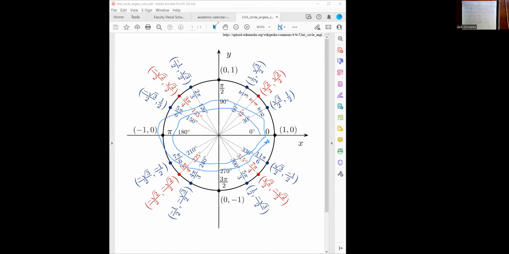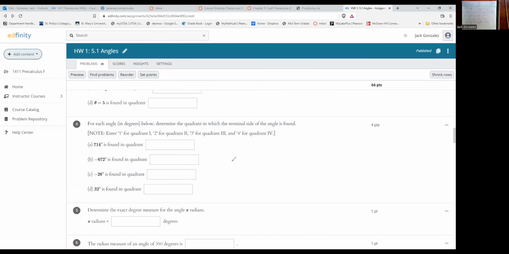So you do the same thing with the negative ones. Negative 372, like, okay, well, we know that's a multiple of 360, at least 360 in the negative direction. So all you gotta do, if it's negative and it's large, just add 360s until you're positive. And then you'll know where you are and what quadrant you're in and a coterminal angle.